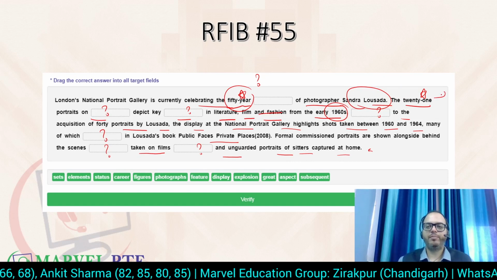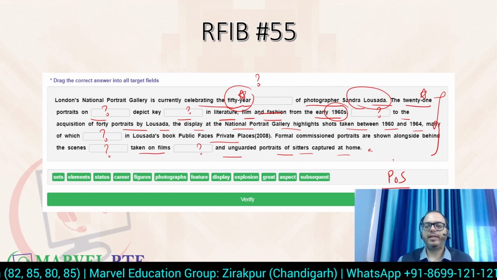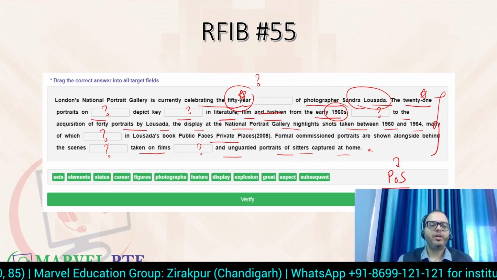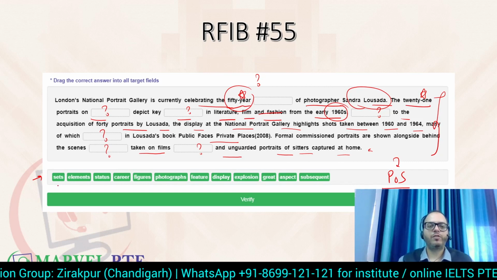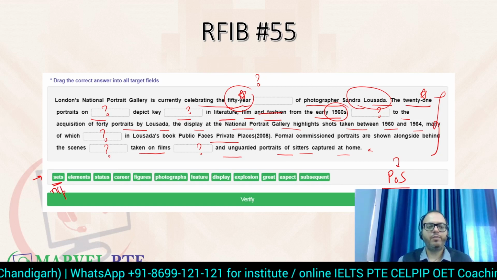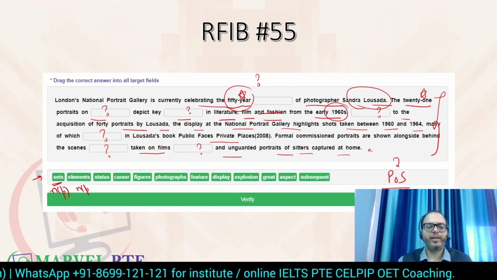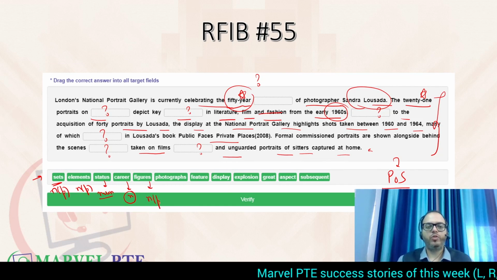So once we have skimmed it, the second thing we do is apply our parts of speech to the options, because it's very important and then we can solve things fairly easily. So what are sets? Noun, and plural. Elements is also a noun, plural. Status, the status of something, again it can be a noun, because this is social status. Career is again your noun. Figures, important figures, noun plural.